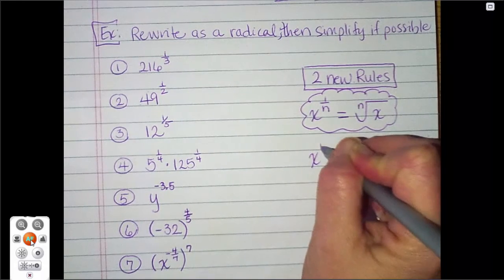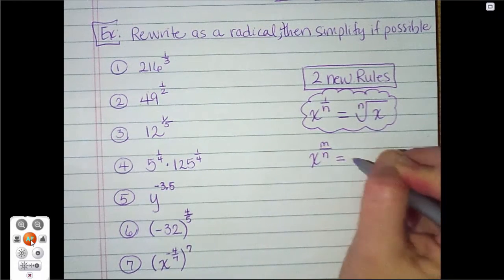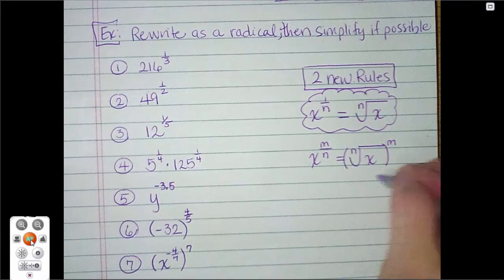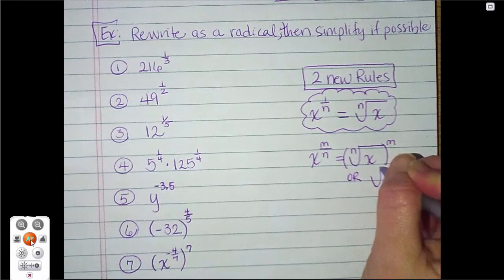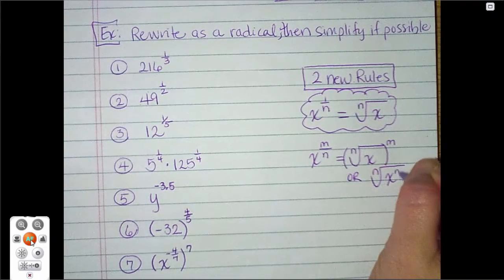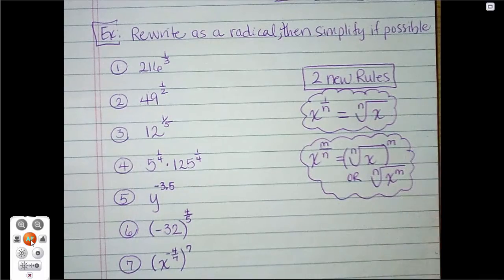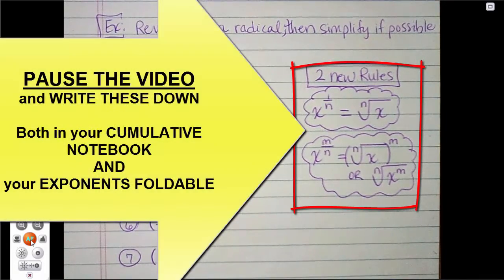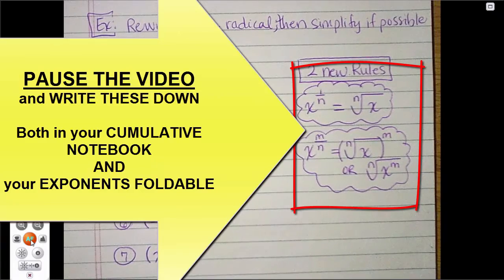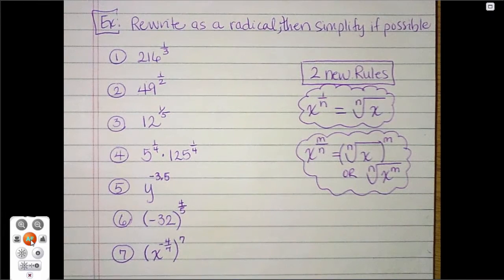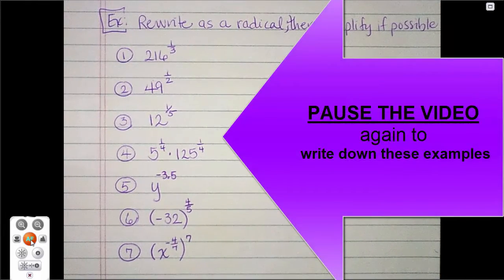The second rule is if I have x to the m over n, that's equal to the nth root of x, raised to the m. Or I could rewrite that as the nth root of x to the m. Where you place that m is going to depend on your use and how you're trying to simplify things. You generally want to make numbers smaller before bigger. Pause the video, get your rules in your cumulative notebook and your exponents foldable. Also pause the video again to write down these examples before we go over them.